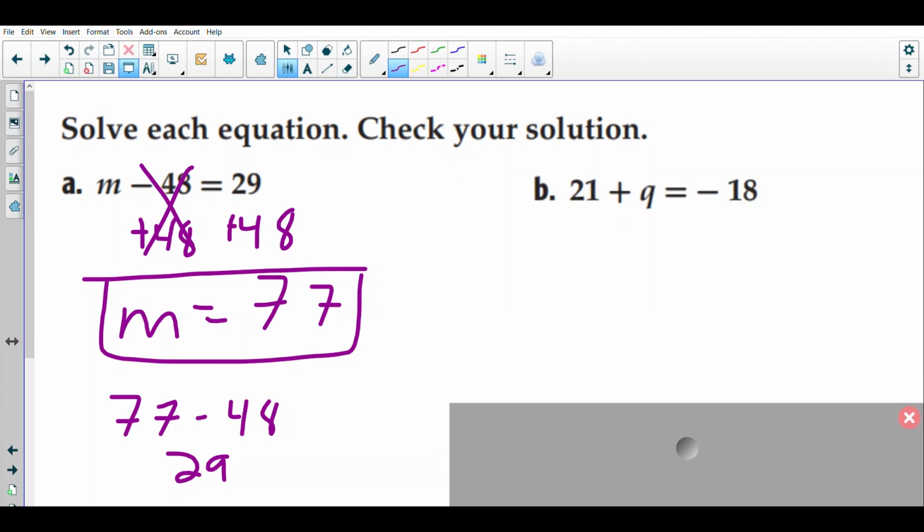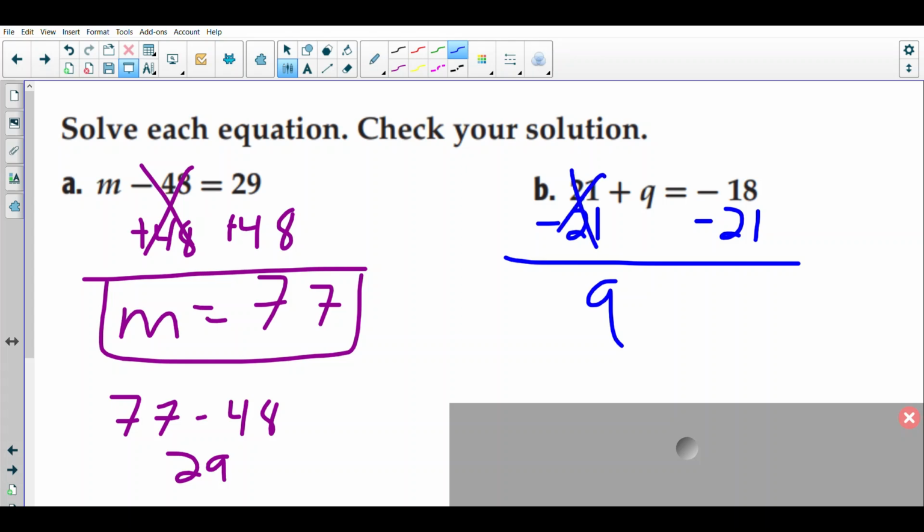21 plus q is equal to negative 18. Once again, 21 is by itself. We have to look at what's in front of the 21. There's nothing in front of the 21, so it means a positive 21. To undo a positive 21, I need to subtract 21, and what I do to one side, I do to the other. So then I have q left on this side, because 21 minus 21 is 0, cancels out, is equal to negative 18 plus a negative 21, so that gives me negative 39.